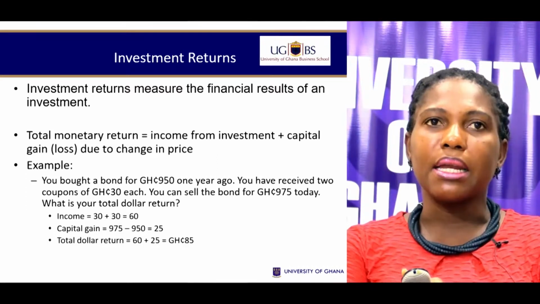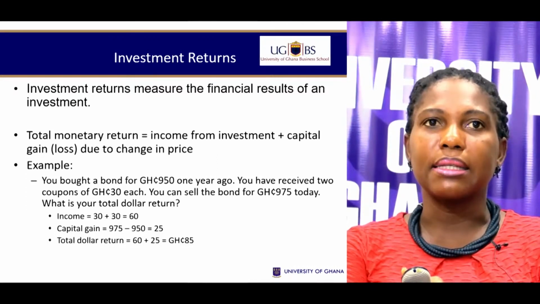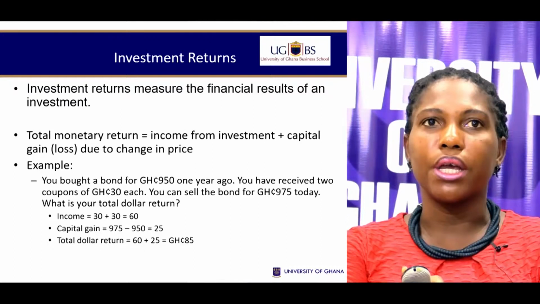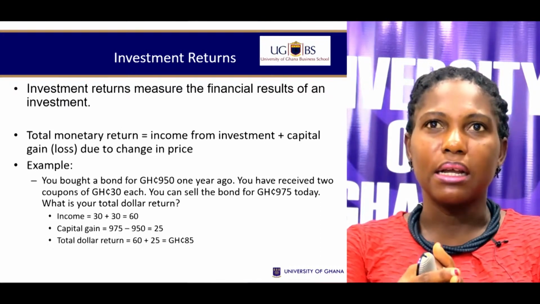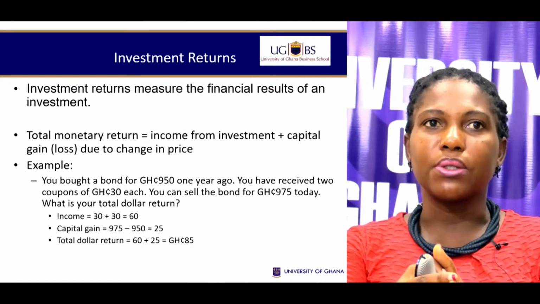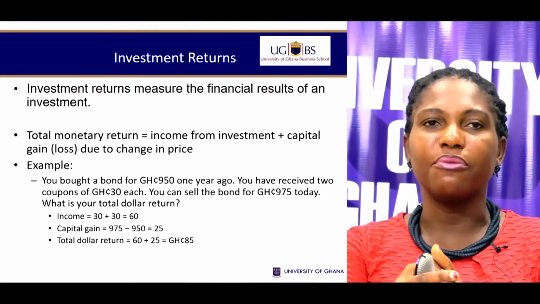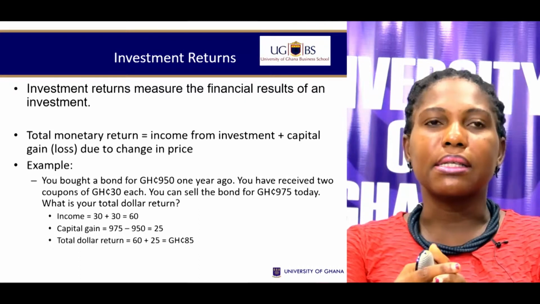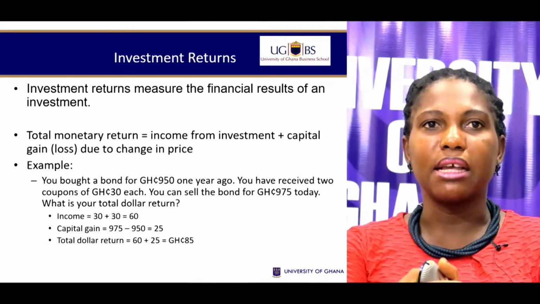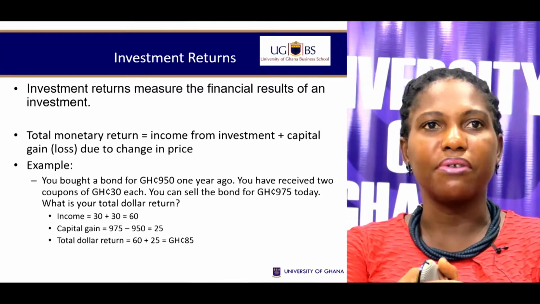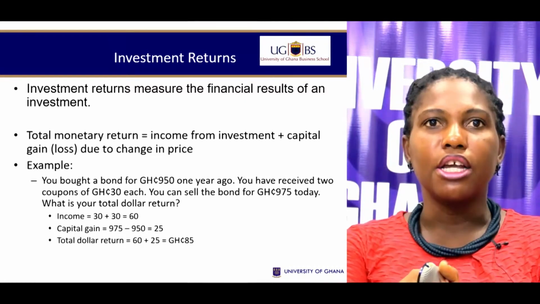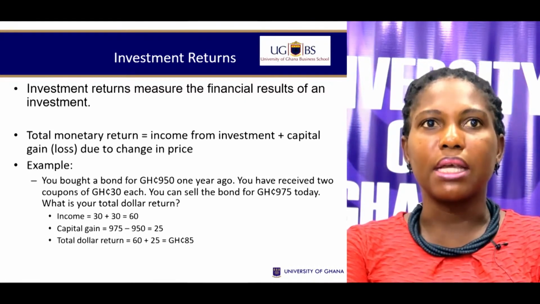We see that we made income of 60, that is 30 per each collection period. So we made a total of 60. And we made capital gains of 25 because we are able to sell that bond today for $9.75 even though we bought it for $9.50. When you put everything together, you have a total return of 85.